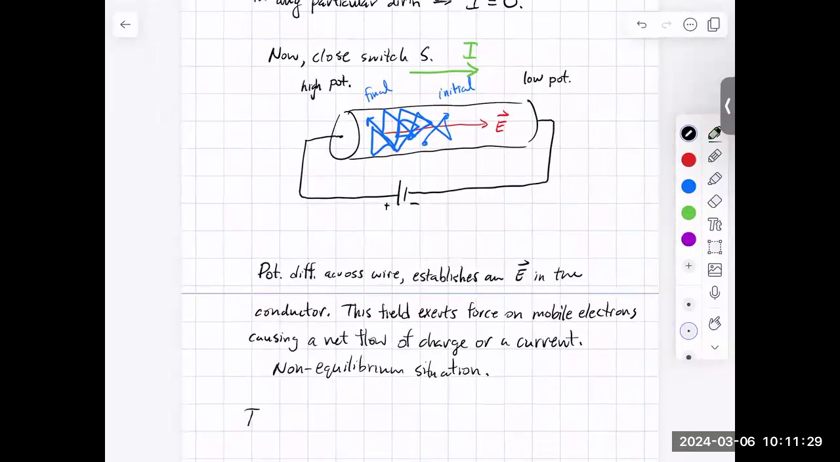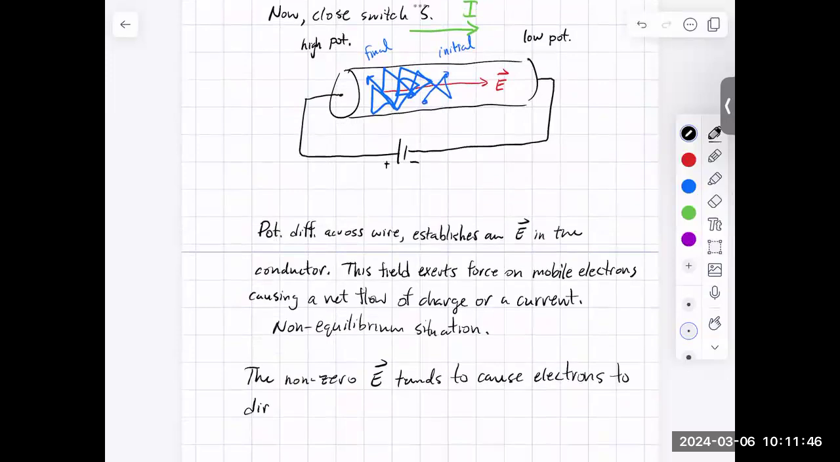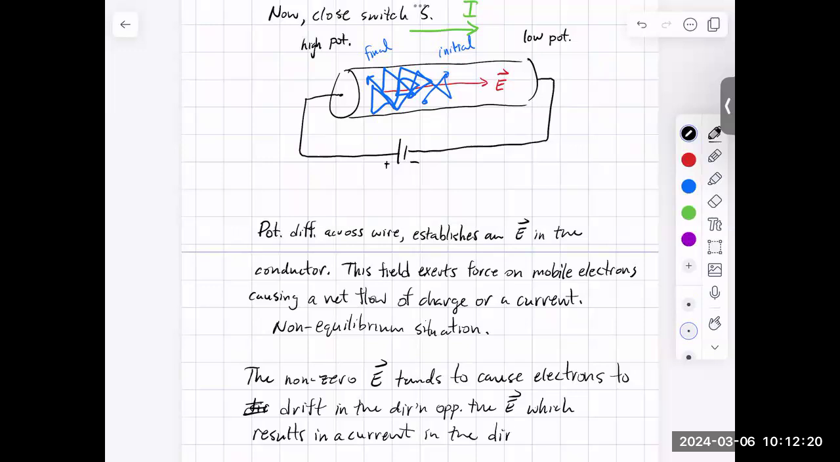Okay, so the non-zero electric field tends to cause the electrons to drift, let's say, to be general, drift in the direction opposite the electric field, which results in a current that is in the direction of E. Okay, so that's kind of the intuitive qualitative picture.